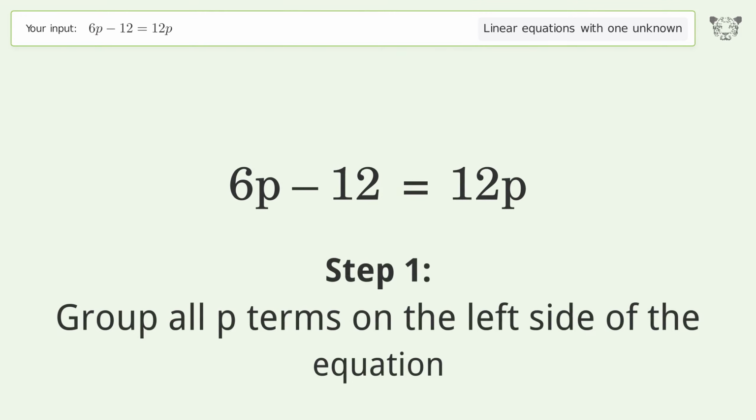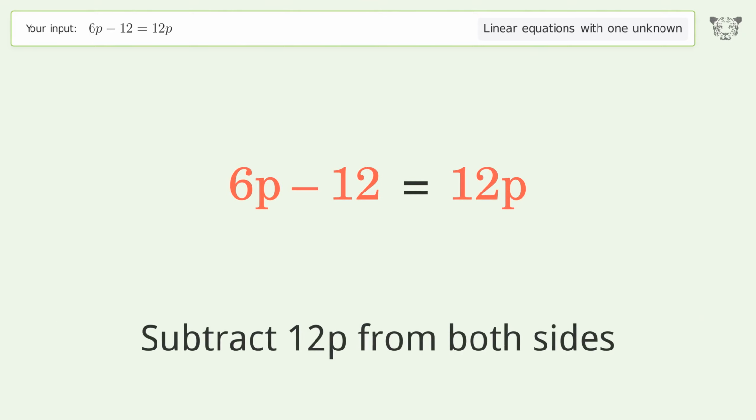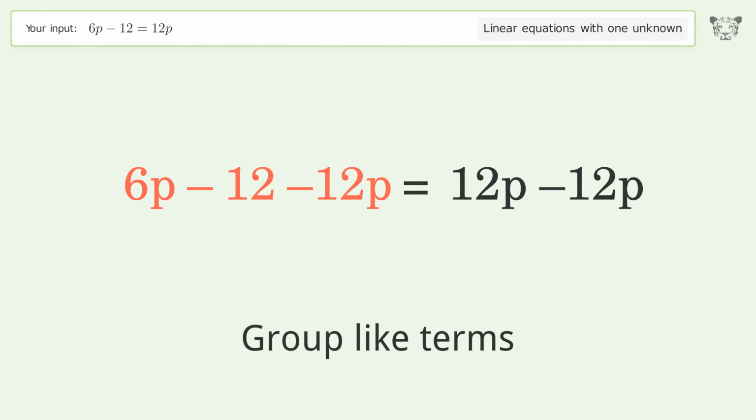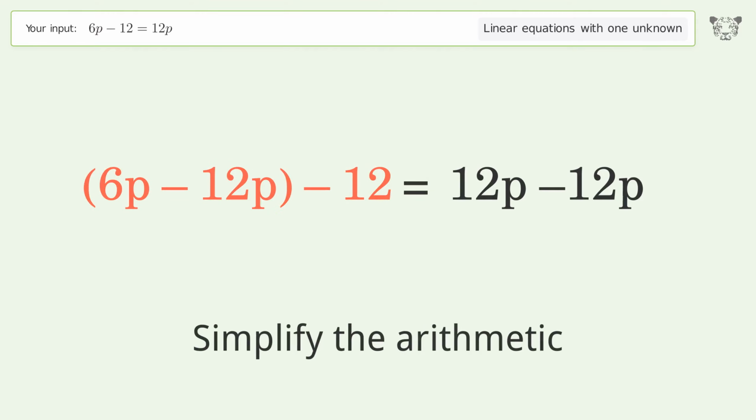Group all p terms on the left side of the equation. Subtract 12p from both sides. Group like terms. Simplify the arithmetic.